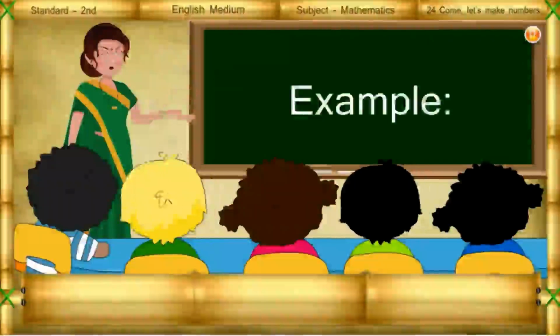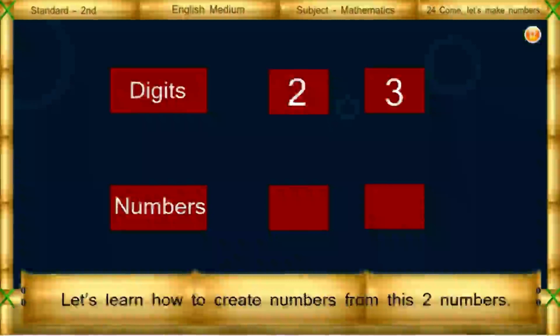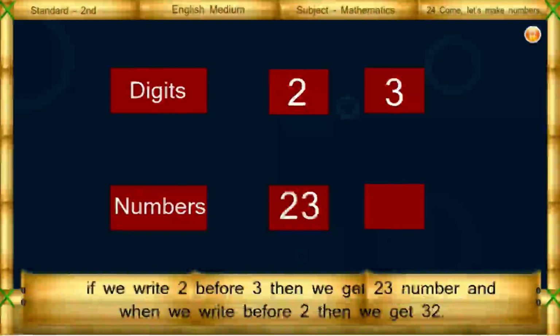Example: 2 and 3 are two digits. Let's learn how to create numbers from these two digits. If we write 2 before 3, then we get 23. And when we write 3 before 2, then we get 32.